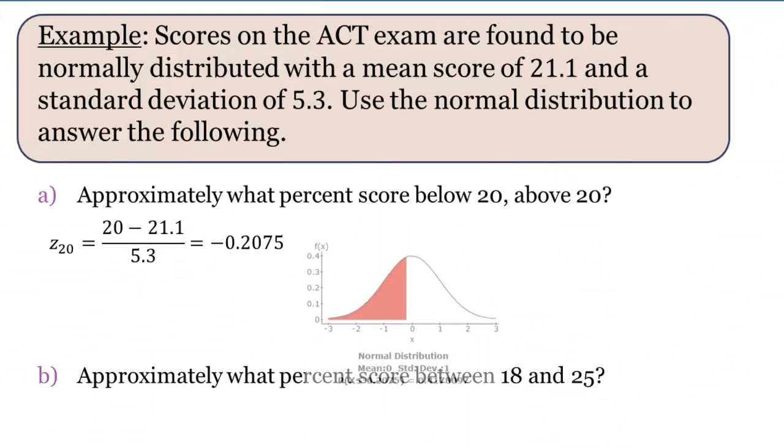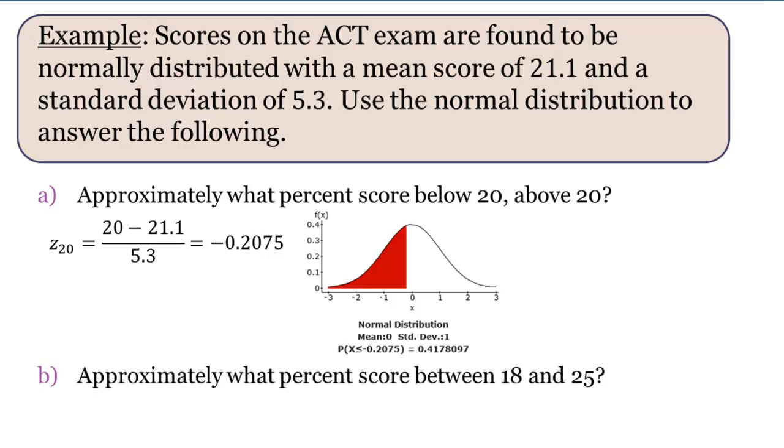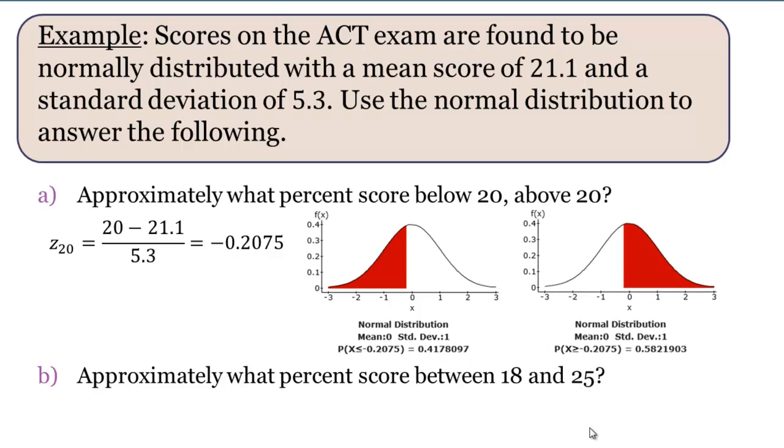So on the first one, that's a copy of our result from StatCrunch. So the percent lower than 20 was 41.8% roughly. And the percent above is roughly 58.2%. Okay, so again, I always suggest finding the z-score and then just using that in the calculator.